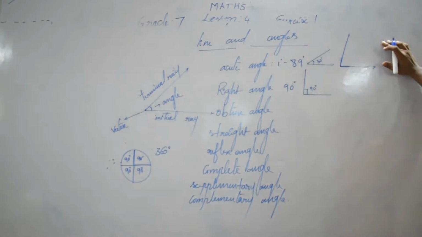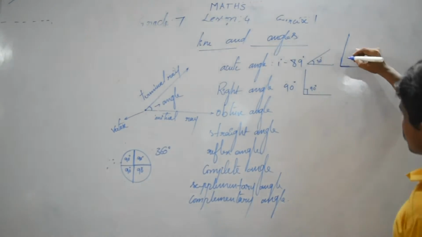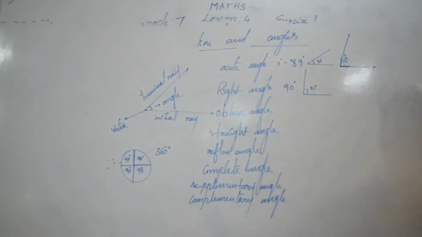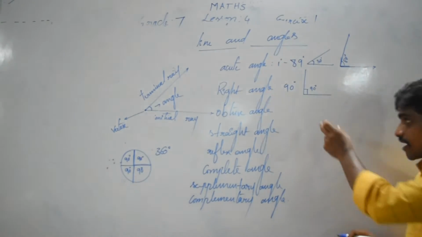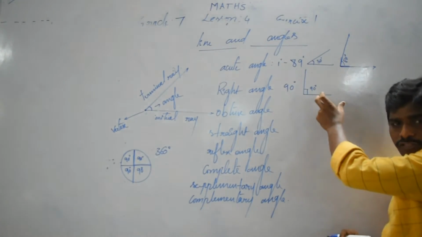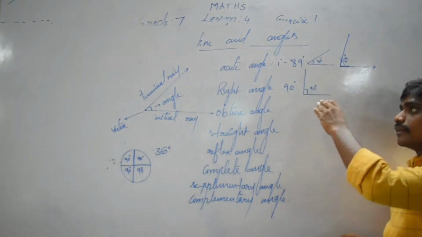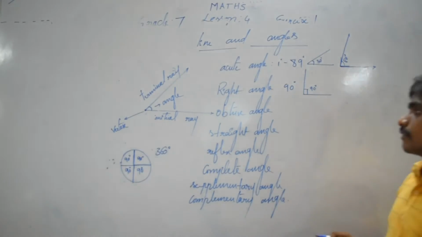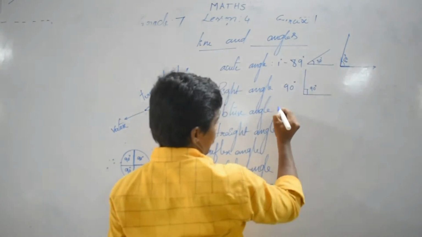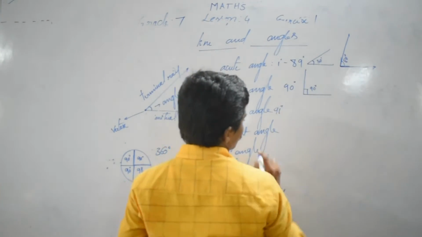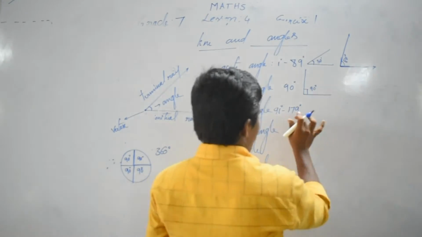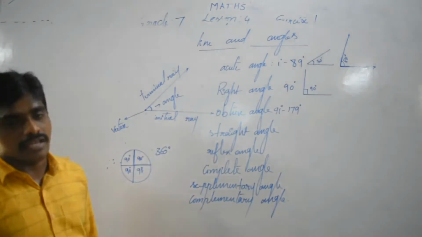Now here, how many degrees? This is 80 degrees. So this is also an acute angle. Exactly 90 degrees, we call a right angle. Below 90 degrees, we call an acute angle. So an obtuse angle is 91 degrees to 179 degrees. We call it an obtuse angle.